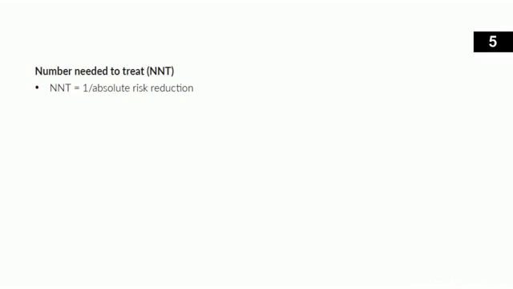Now let's go back to the study guide to discuss number needed to treat. The number needed to treat, or NNT, is 1 divided by the absolute risk reduction. If you can calculate the absolute risk reduction, you can calculate the number needed to treat. The number needed to treat is the number of patients you would need to treat in order to save one life or to avoid one bad outcome.